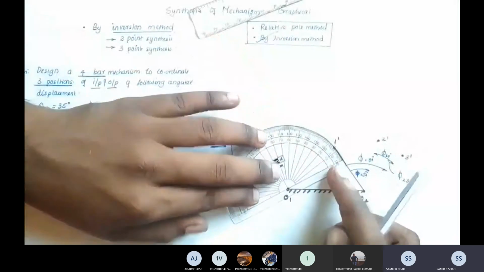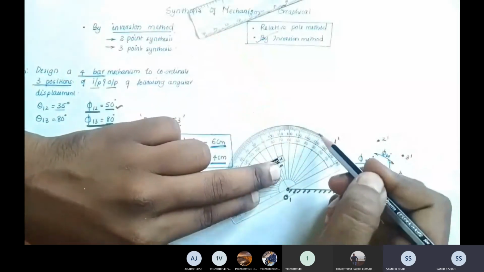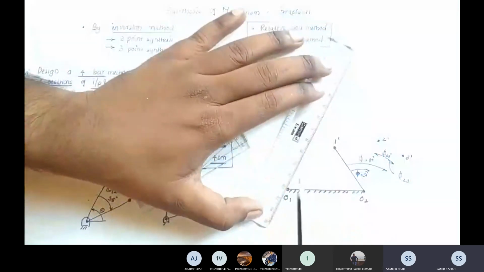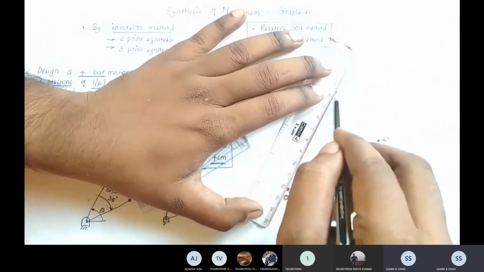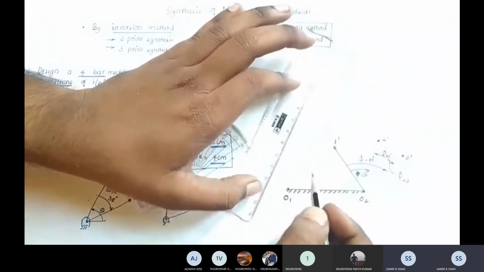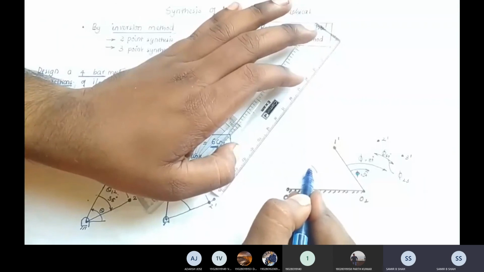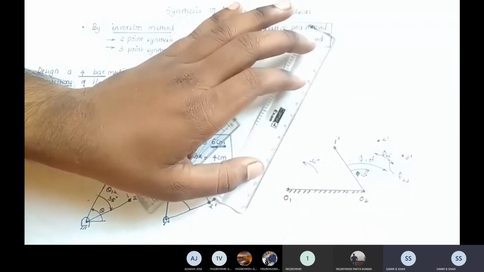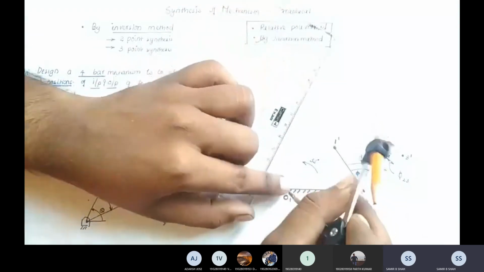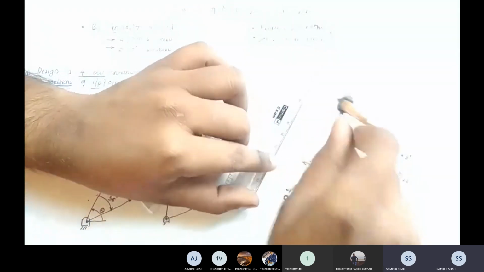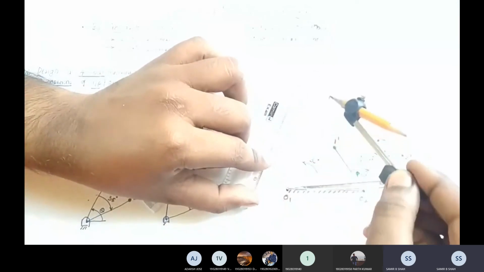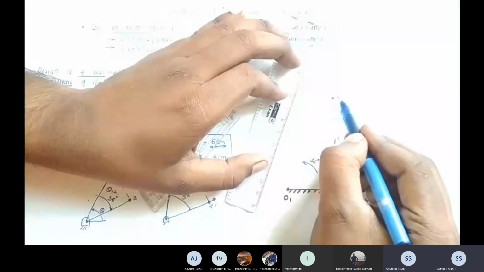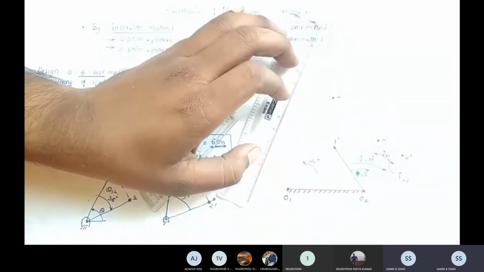I'm just putting the angle at 35 degree, and I am marking that position. I'm now drawing this 2 dash line at 35 degree, and the position of 2 dash will come here. Now this is the position of 2 dash, and this is the position of 2. I am putting this point as 2.